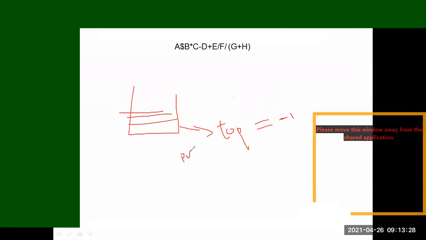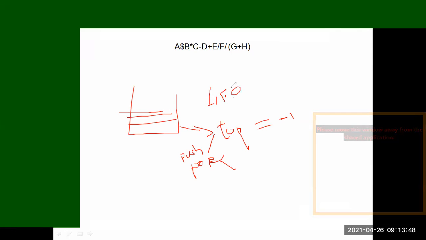Here two types of operations are there, push and pop. If you want to insert an element into the stack, we use the push operation. If you want to delete an element from the stack, we use the pop operation. When we use pop, the last element will be deleted first. So stack is also called last in, first out. Whoever was inserted last will come out first.